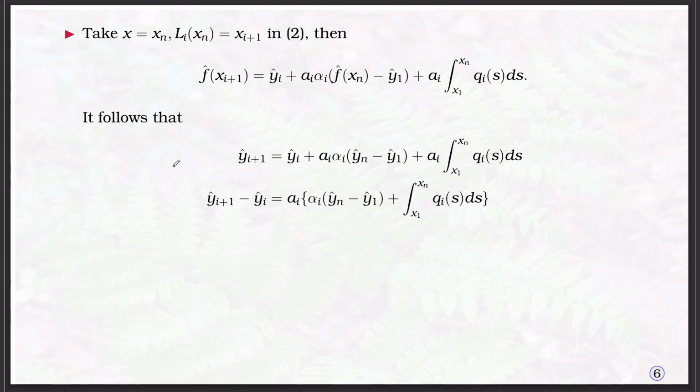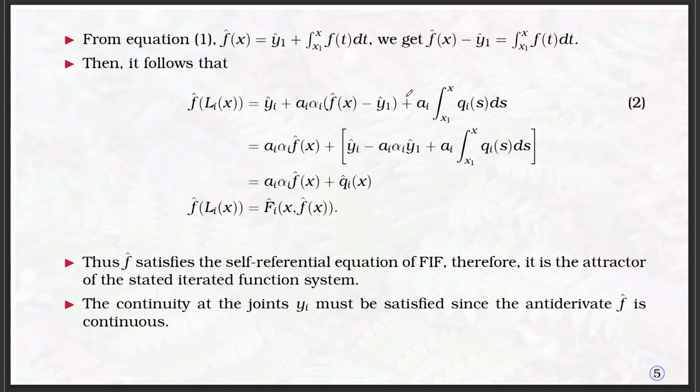For that, take x equal to xn, then find li of xn equal to xi plus 1 for all i, because li satisfies the endpoint condition. Then find what is f cap of xi plus 1. Then one can get f cap of xi plus 1 equals, as per the definition, yi cap plus ai alpha i here in equation 2.